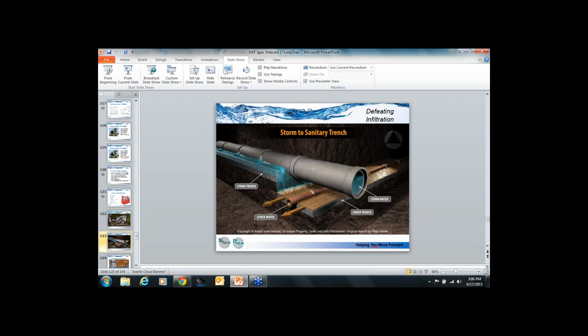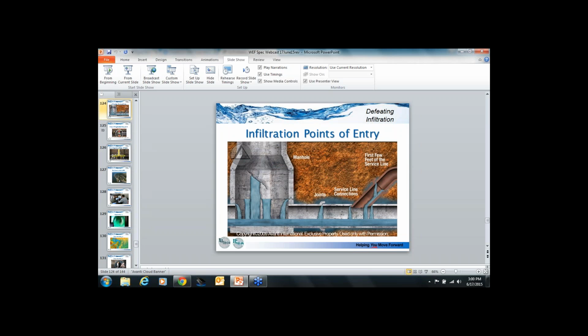Rain events occur, the storm system experiences a surge, exfiltration occurs. Water does what it does best: it follows the path of least resistance, and it settles in the sanitary trench. The groundwater will find its way in. And there's 4 points of entry: manholes, mainline joints, service line connections, and certainly the first few feet of the lateral.